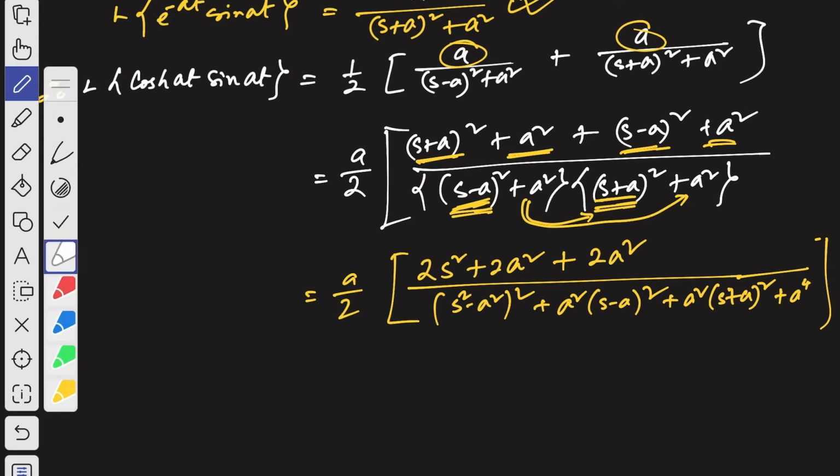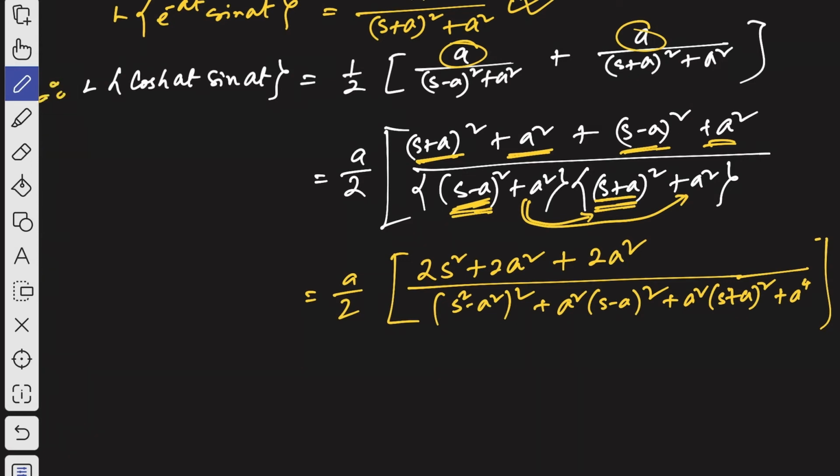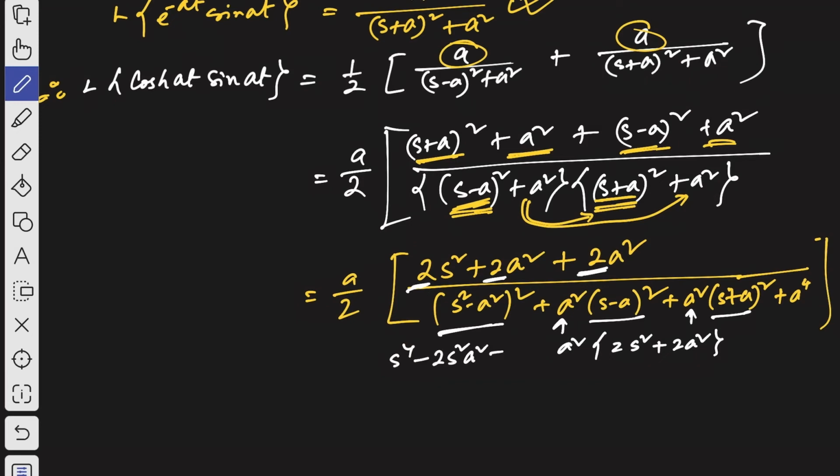Now you see, from here the 2 can be taken common and can be cancelled with this 2. And from here a square can be taken common. If you take a square common, then you will get s minus a whole square plus s plus a whole square, and that is equal to 2s square plus 2a square. That's what we will get. And from here if you expand this, then you will get s to the power 4 minus 2s square a square plus a to the power 4.